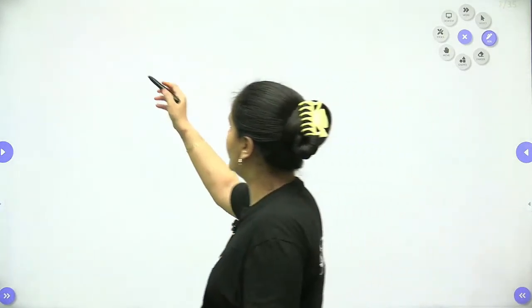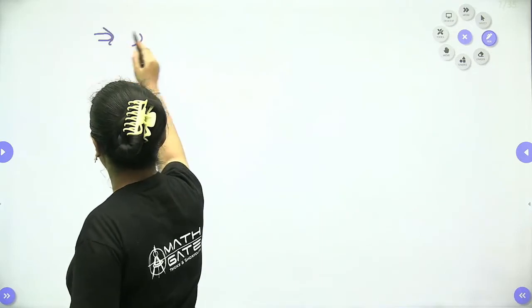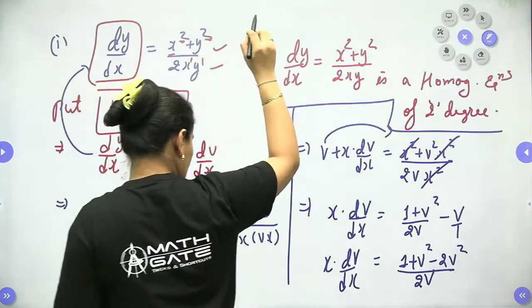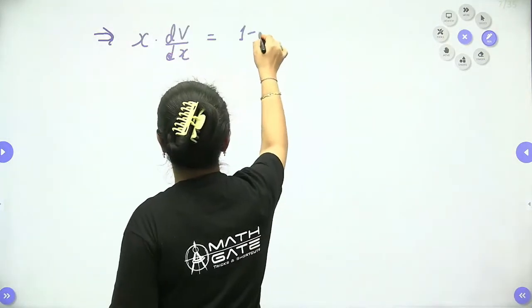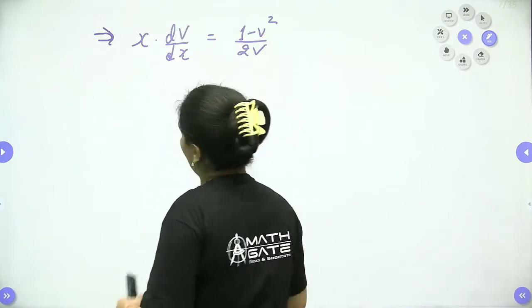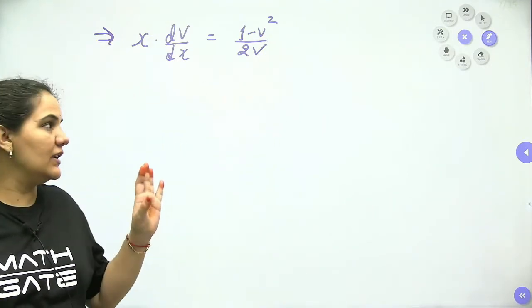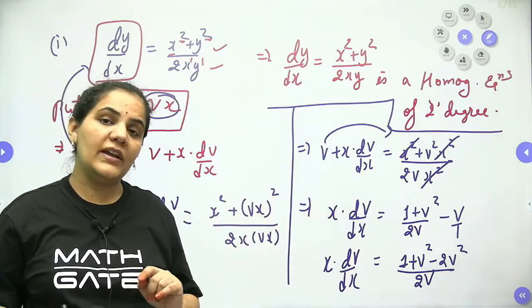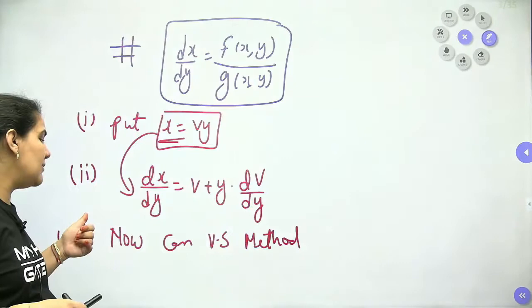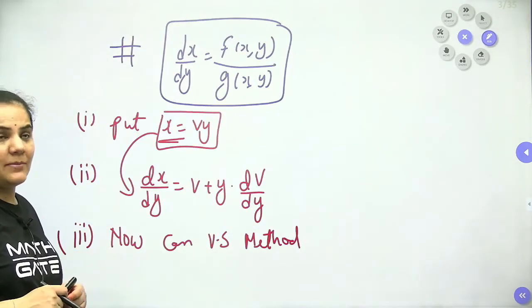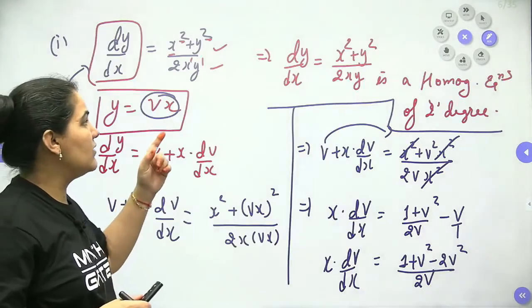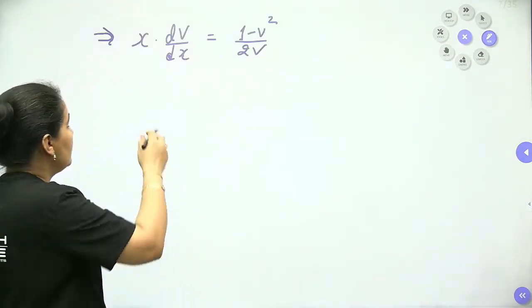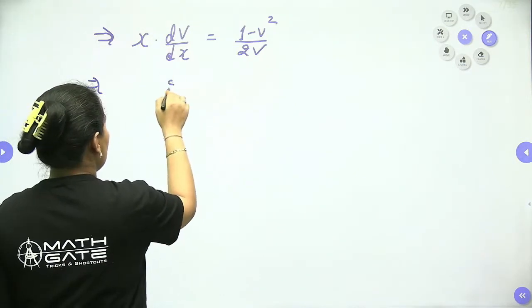Now what we have to do? We have to write down x into dv by dx is equals to 1 minus v square, divided by 2v. Now this is the final thing which we can do with the simplification. Now what we have to do, as I already told you in the third step, you have to proceed with the variable separation method. Now you can see earlier your equation was in the form of x and y. Now it is in the form of v and x only. So we can definitely approach here the variable separation method.